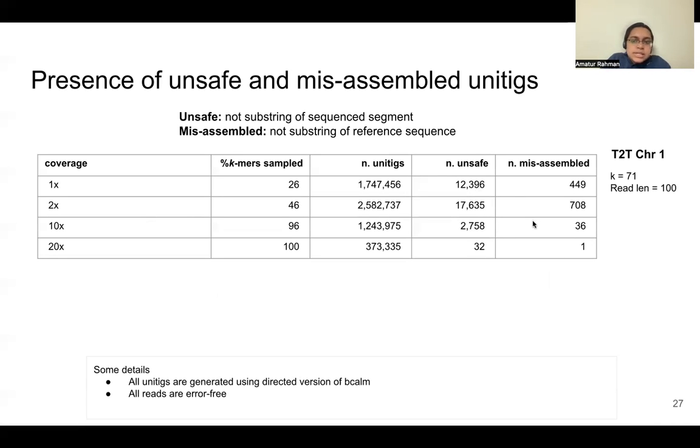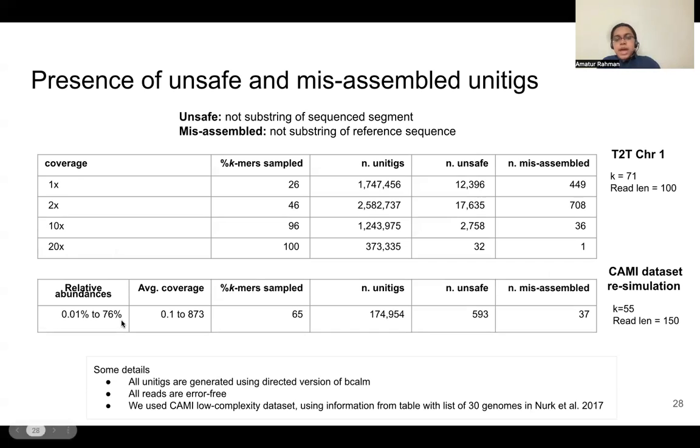The other thing to notice here is that as coverage increases, the number of misassembled and the number of unsafe unitigs go down. So since the coverages here are quite low compared to what modern sequencing technologies can do, we ask ourselves the question: is this artifact present when the sequencing depth is high?